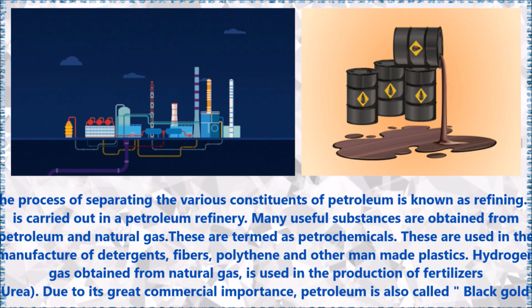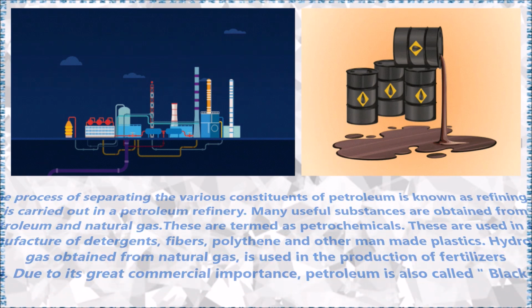Many useful substances are obtained from petroleum and natural gases. These are termed petrochemicals. These are used in the manufacture of detergents, fibers, polythene and other man-made plastics. Hydrogen gas obtained from natural gas is used in the production of fertilizers. Due to its great commercial importance, petroleum is also called black gold.